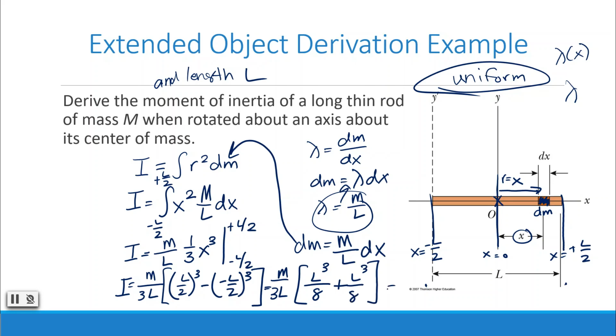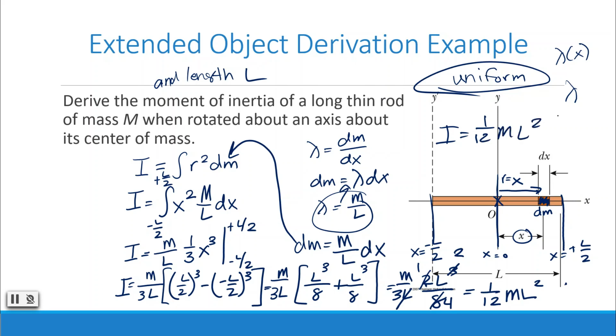So that's going to give me m over 3L times L cubed over 8 twice. That's going to be 2L cubed over 8. So that reduces. So you're going to end up with 1 over 12 mL, and there's an L on the bottom and an L on top, L squared. So the rotational inertia of this rod is 1/12 mL squared when rotated about the center.